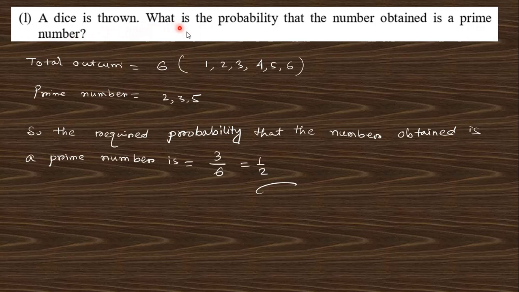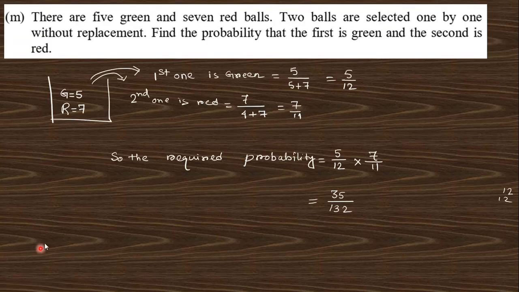A dice is thrown, what is the probability that the number obtained is prime? If you throw a dice, you will get 6 outcomes, 1, 2, 3, 4, 5 and 6. Among them the prime numbers are 2, 3 and 5. So, the probability will be 3 out of 6, that is half. Go to the next one.